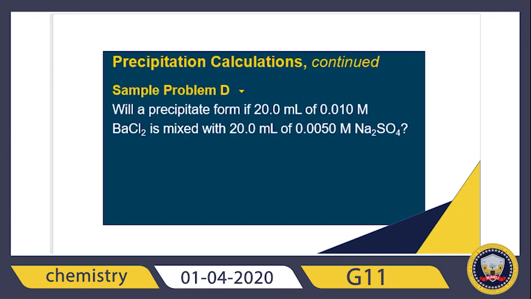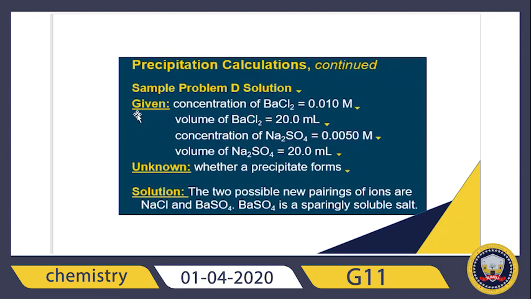So guys, here what do we have? As a given value, we have the concentration of barium chloride solution. We have also the volume of barium chloride solution, which is 20 ml, and here, guys, we need to convert the volume into liter. How? Dividing this value by 1000. Okay, concentration of sodium sulfate is known, and volume of sodium sulfate is known as well, 20 ml, and again we need to convert this value into a liter. Okay, unknown is whether precipitate forms.